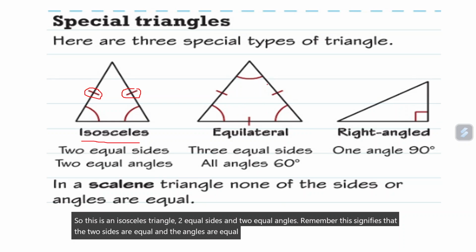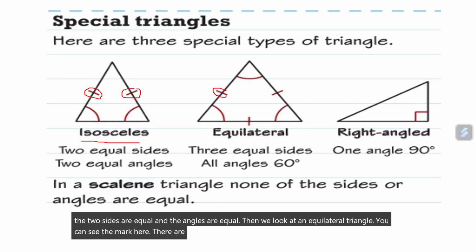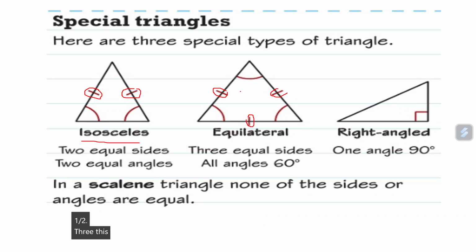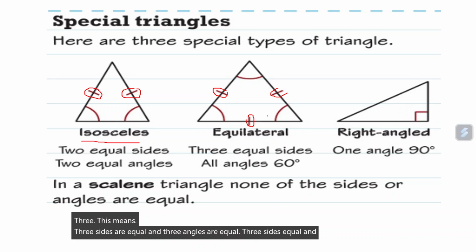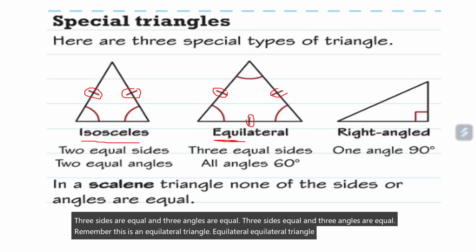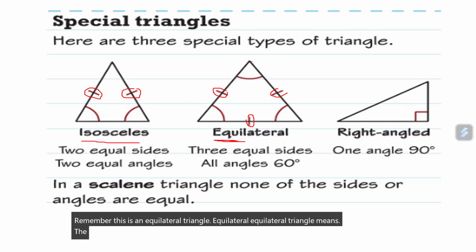Then we look at an equilateral triangle. You can see the marks here. There are three at this point: one, two, three. This means three sides are equal and three angles are equal. Remember, this is an equilateral triangle. Equilateral triangle means the angles are equal and it has three sides equal.